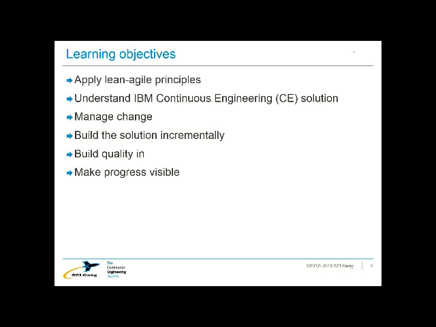So we'll talk about some lean agile principles, specifically those espoused by SAFe. Another goal of ours is to understand how the IBM Continuous Engineering solution implements those principles or helps people execute those principles. And we'll do it really from 4 different contexts here. We'll look at how the IBM Continuous Engineering solution helps manage change, helps us build that solution incrementally, helps us build quality in, and helps make progress visible. All lean principles advocated by SAFe.